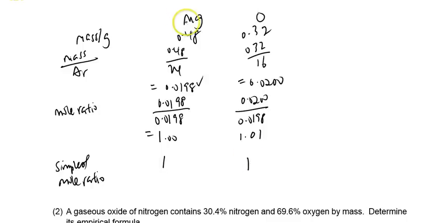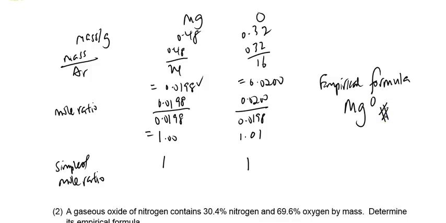So we know that there's 1 unit of Mg for every 1 unit of oxygen, which means that the empirical formula for magnesium oxide is simply MgO. Okay.